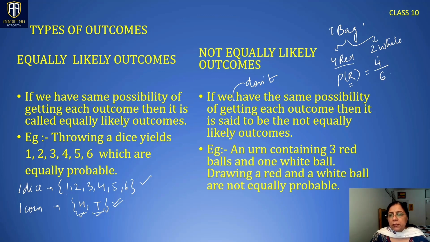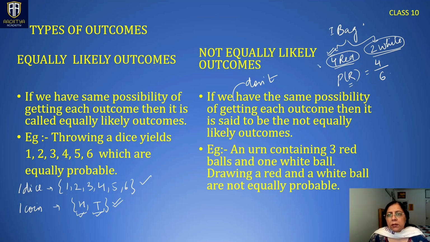So without even calculating the probability, you can say that the chances of getting a red ball from this bag is more. The possibility of getting a red ball is higher as compared to getting a white ball because red balls are more in count. So the probability automatically becomes more. Chances automatically become higher. So that is why we can say that here the chances or probability of getting red and white balls are not the same. Therefore, they are not equally likely possible outcomes.